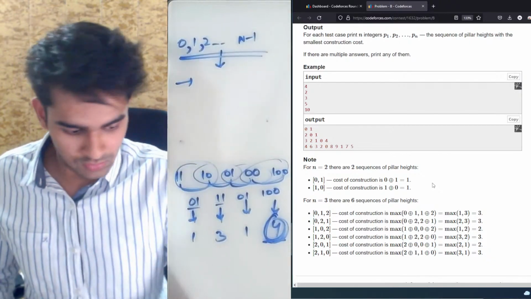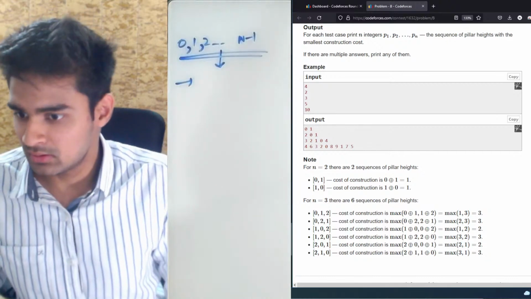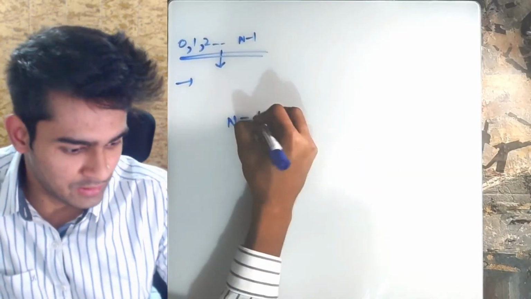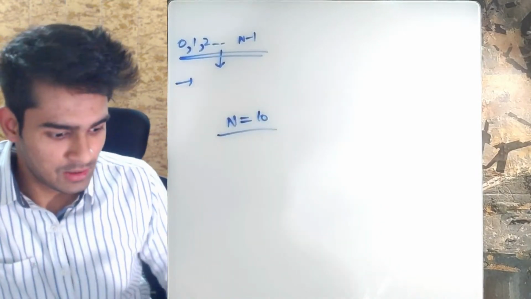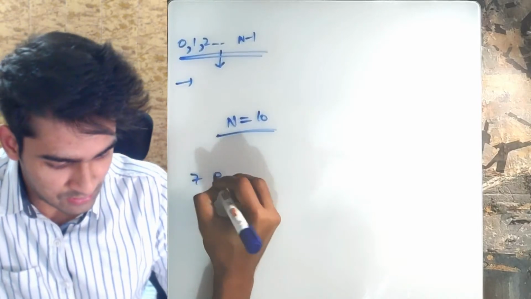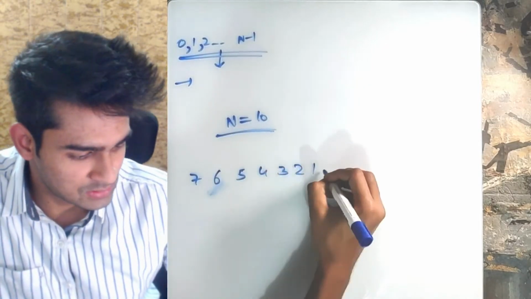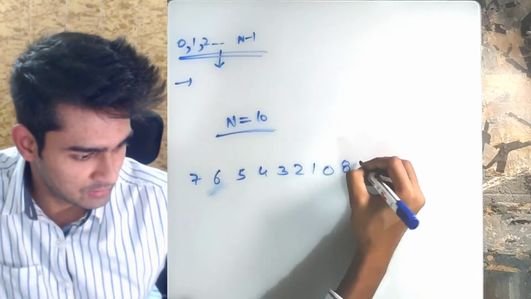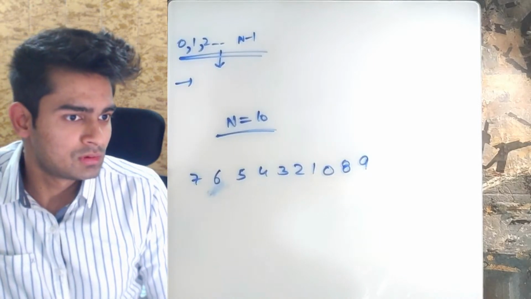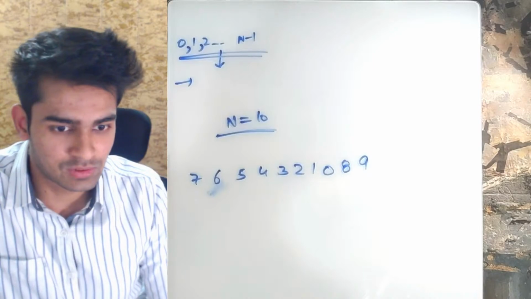Okay, let's say, I'll just quickly show my complete board. Let's say n is equal to 10. Now for this, you can make an answer as 6, 5, 4, 3, 2, 1, 0, and then 8 and 9. Is this clear? Okay, now I'll explain why this is working.